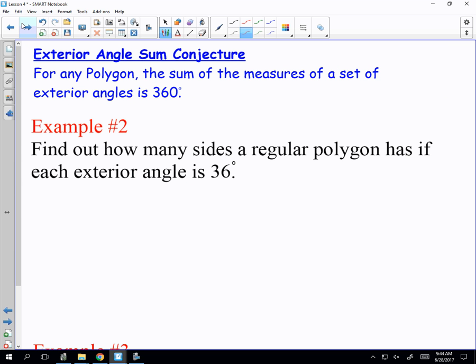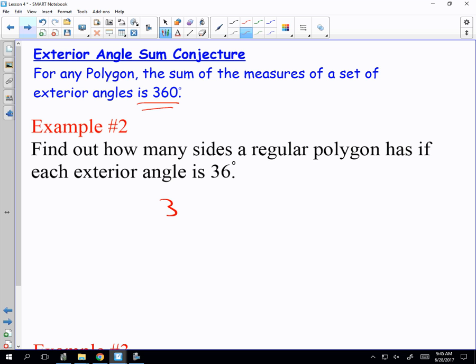So now let's look at this example. We have our exterior angle sum conjecture. So for any polygon, it doesn't have to be a regular polygon, but it can be. And that's the best case scenario. But for any polygon, the sum of the measures of a set of exterior angles is always 360.